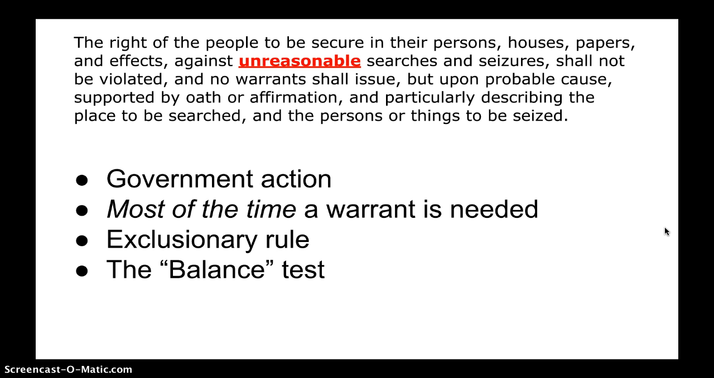The next key point is called the balance test. The balance test determines if a search or seizure is reasonable by balancing an individual's right to privacy and security against society's interests of security. So basically, before 9/11, it was easier to say a person's privacy was more important than society's security. And now that has definitely shifted. We don't have as much privacy as we did prior to 9/11.